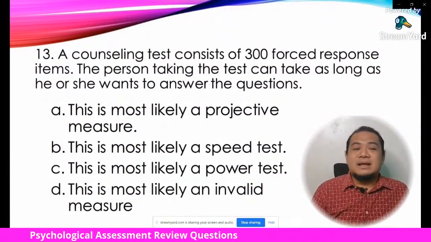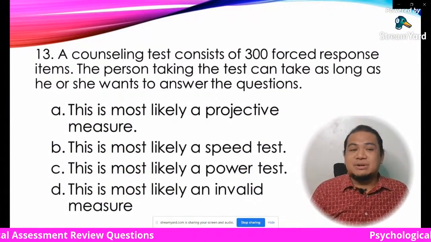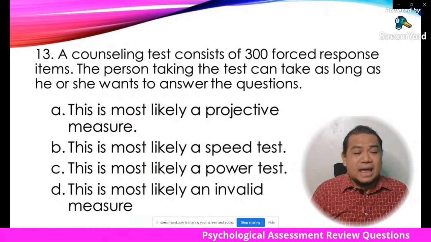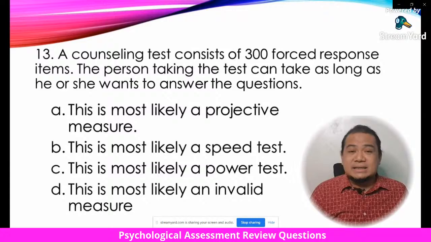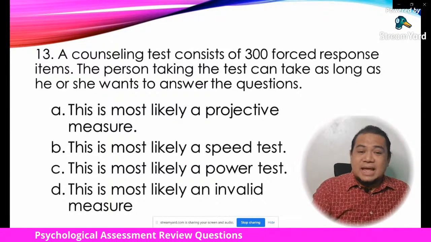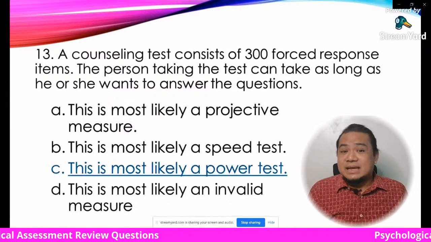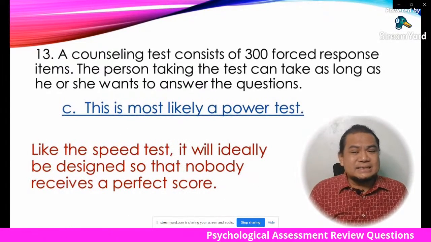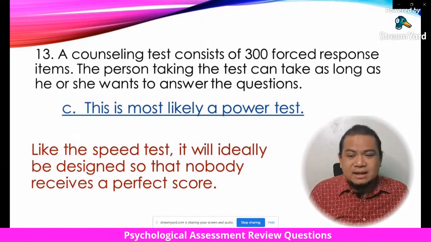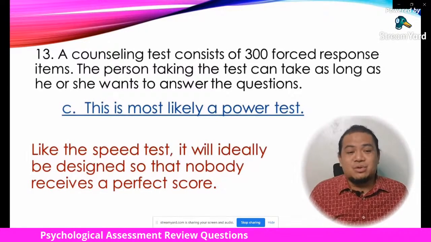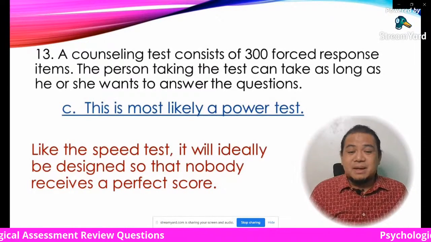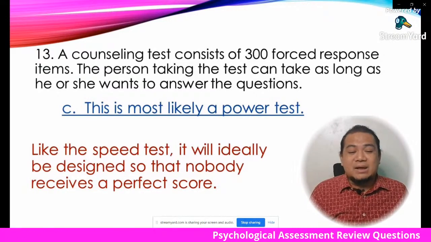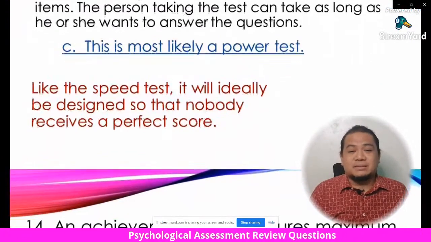Number 13. A counseling test consists of 300 forced response items. The person taking the test can now take as long as he or she wants to answer the question. So the answer here is letter C. This is most likely a power test. Like the speed test, it will ideally be designed so that nobody receives a perfect score. Choice A, projective measure, is incorrect since the projective tests rely on free response format.